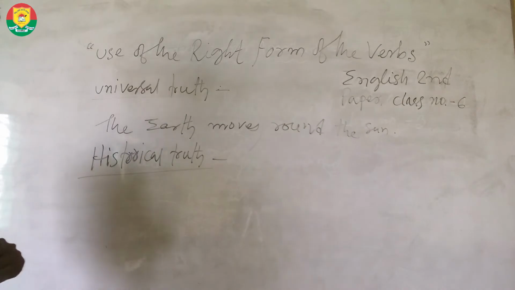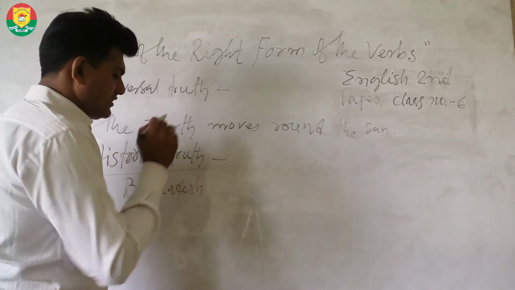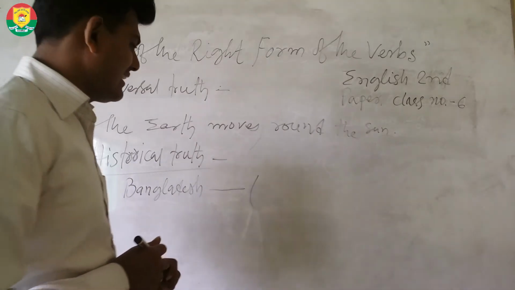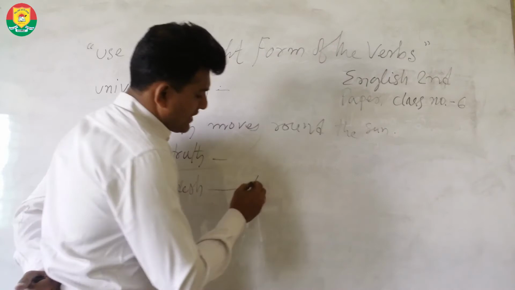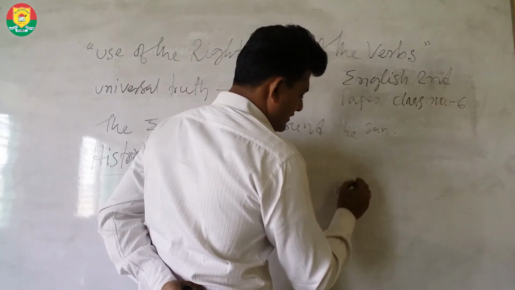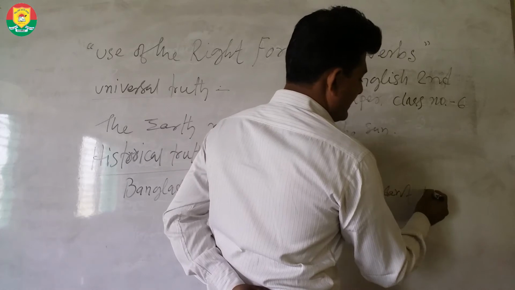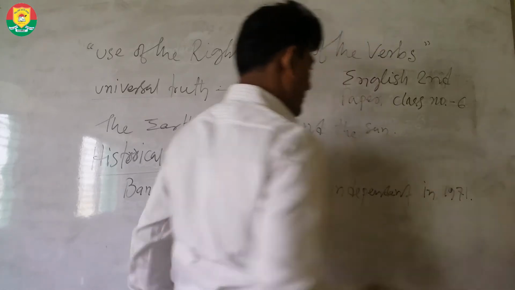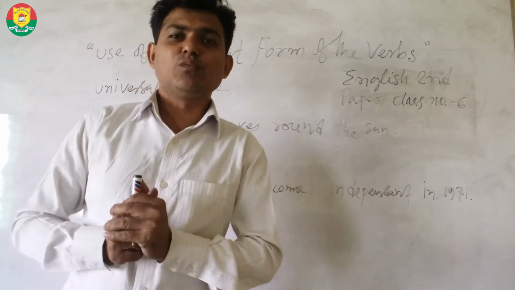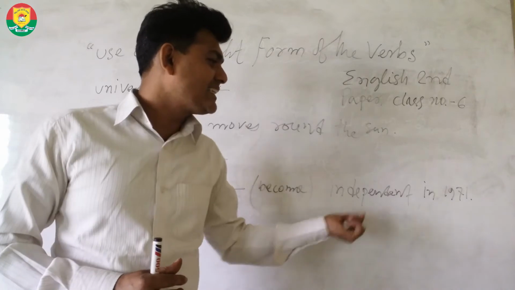For example, Bangladesh become independent in 1971. Learners, what will be the correct answer? The answer may be: Bangladesh became independent in 1971.